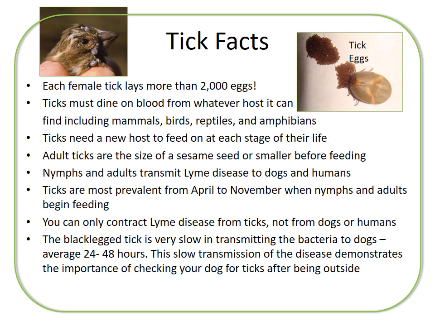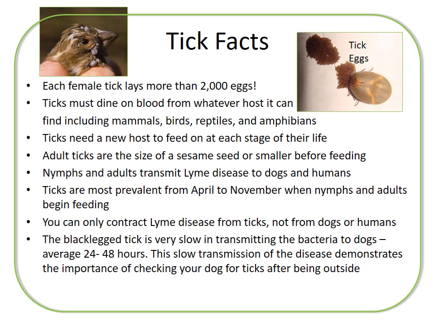Nymphs and adults transmit Lyme disease to dogs and humans. Ticks are most prevalent from April to November when nymphs and adults begin feeding. You can only contract Lyme disease from ticks, not from dogs or humans.